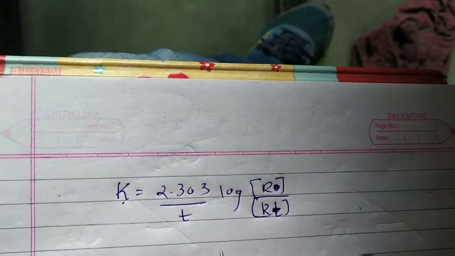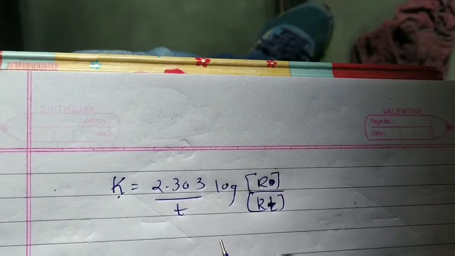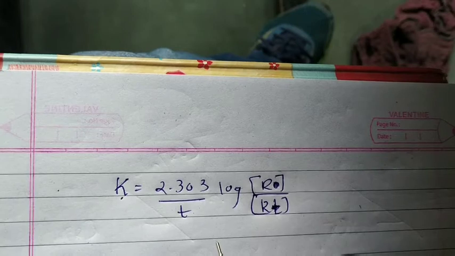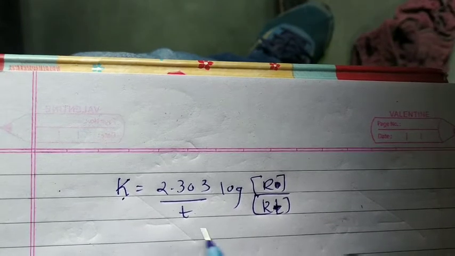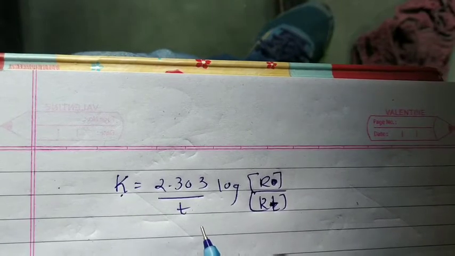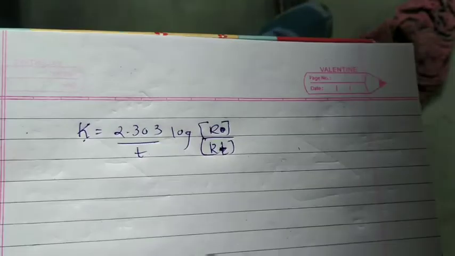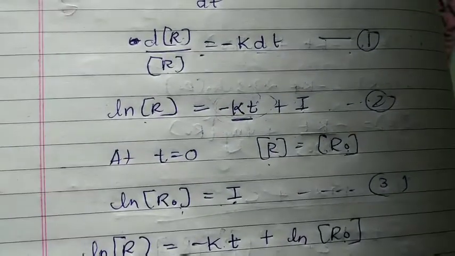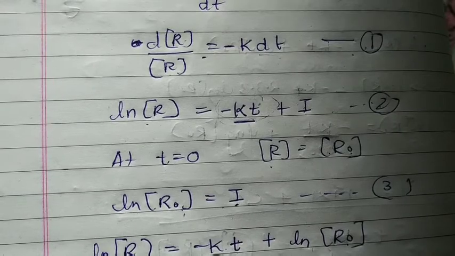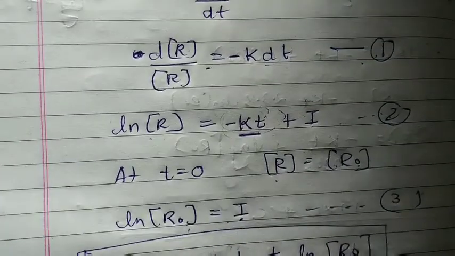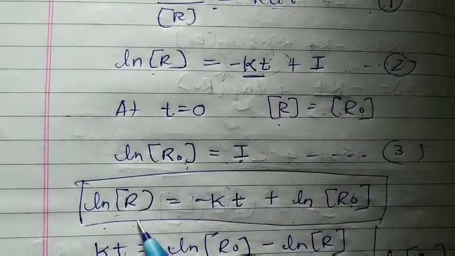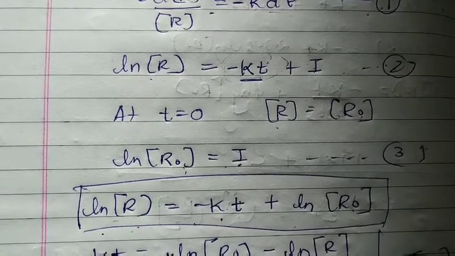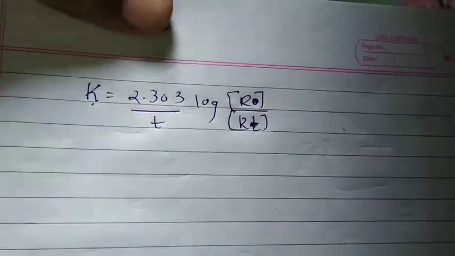Then you have to convert this equation into a straight line, that is y is equal to mx plus c. So again I am writing this equation in terms of a straight line. We take the first equation that we derived, ln r is equal to minus kt plus ln r0. From that we can draw the graph, but again we will revise this equation.